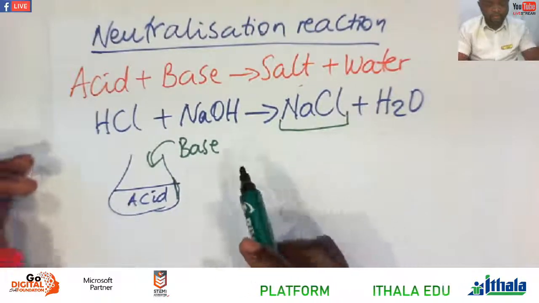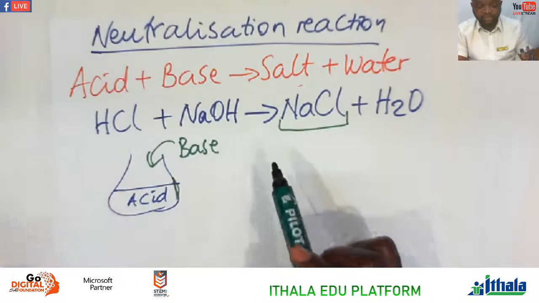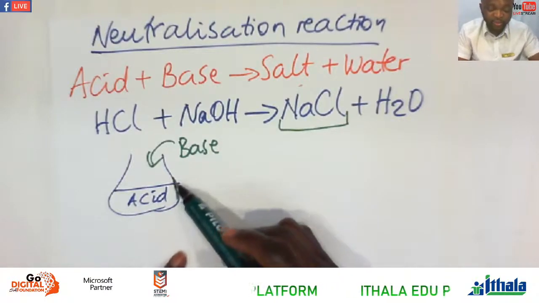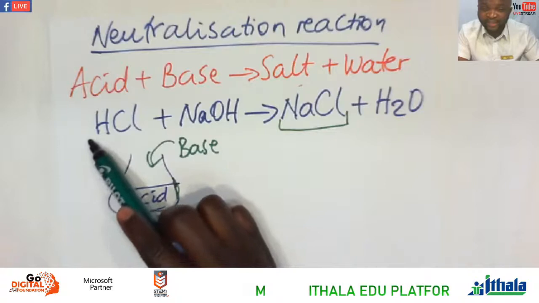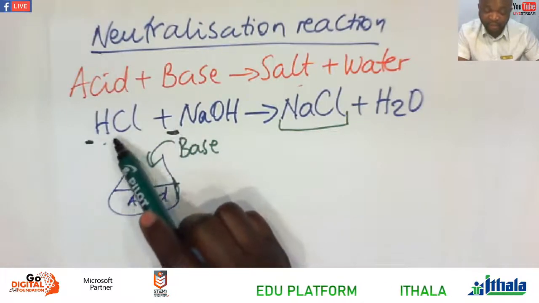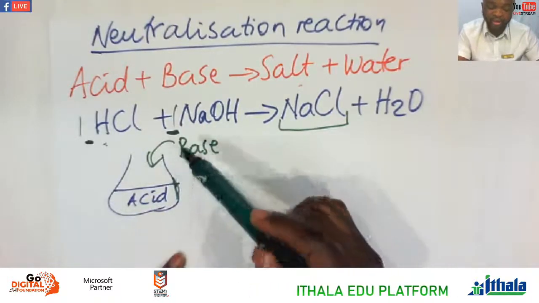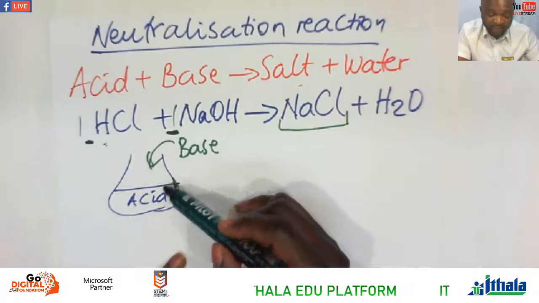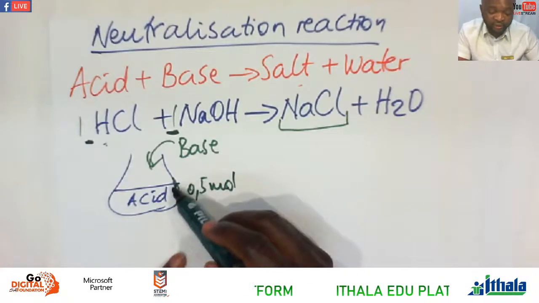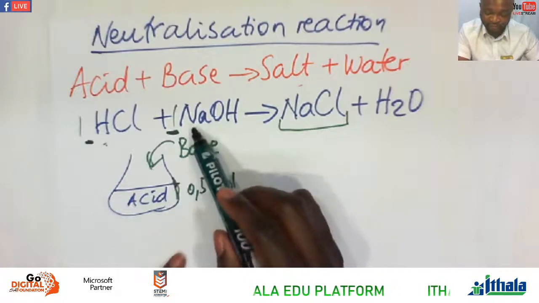Now, when you have HCl and NaOH reacting, neutralization will only take place when the number of moles of the acid is exactly equal to the number of moles of the base. From the equation, the ratio is 1:1. Let's say we have 0.5 mole of acid, so neutralization happens only if we add 0.5 mole of the base.